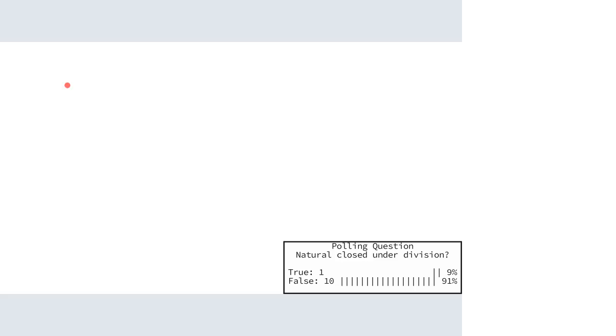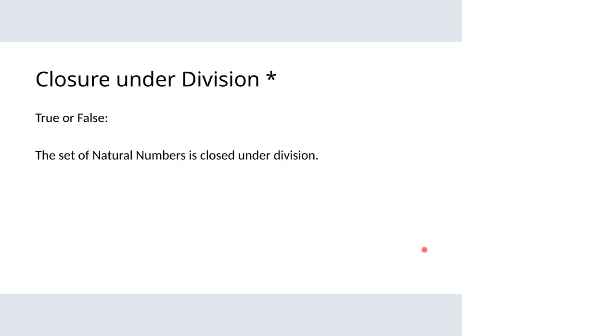Okay, not unanimous, but darn close. All right, let's take a look at this. So what we've got here is a set of natural numbers is closed under division. Now, is it possible for 2 natural numbers to be divided and stay closed? Sure, if I do 4 divided by 2, I get 2. Those are all natural numbers.